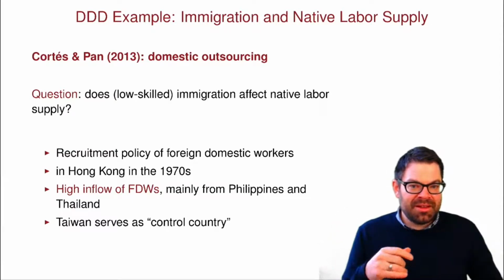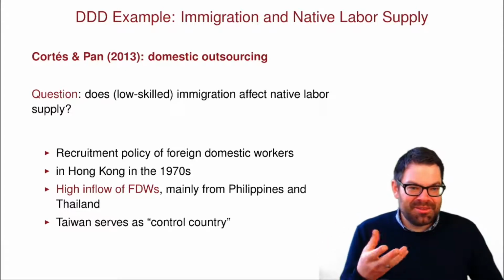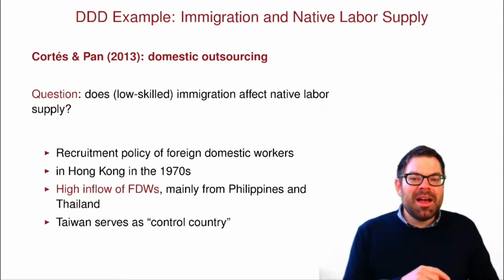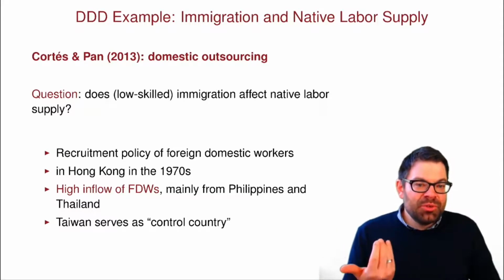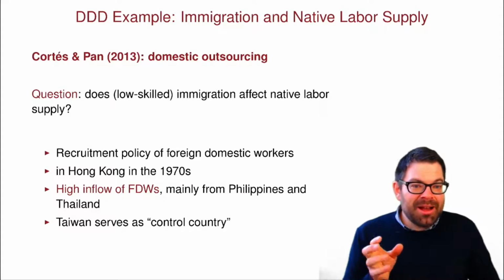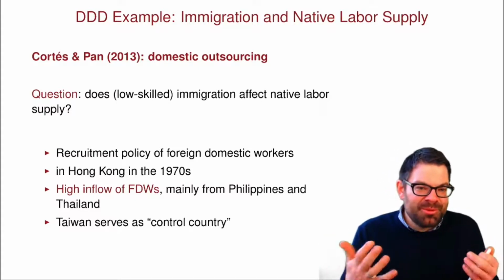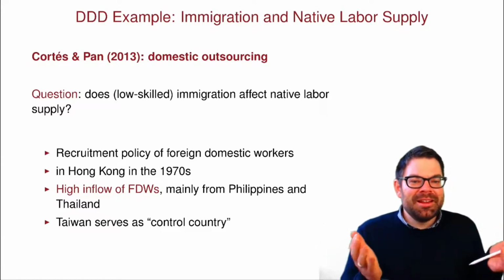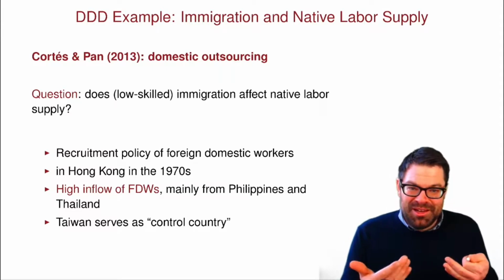who mainly came from the Philippines and Thailand. And now you have this issue that Hong Kong is a very small state, or very much a city with a bit of surroundings. There is no obvious control state. So what they do here in the study is they use Taiwan as a control country. But when you think about it, is Taiwan really a good control? Well, they didn't have that policy. Yeah, it's in Southeast Asia. Is that really a good control? But that's where triple differences come in, really, right?